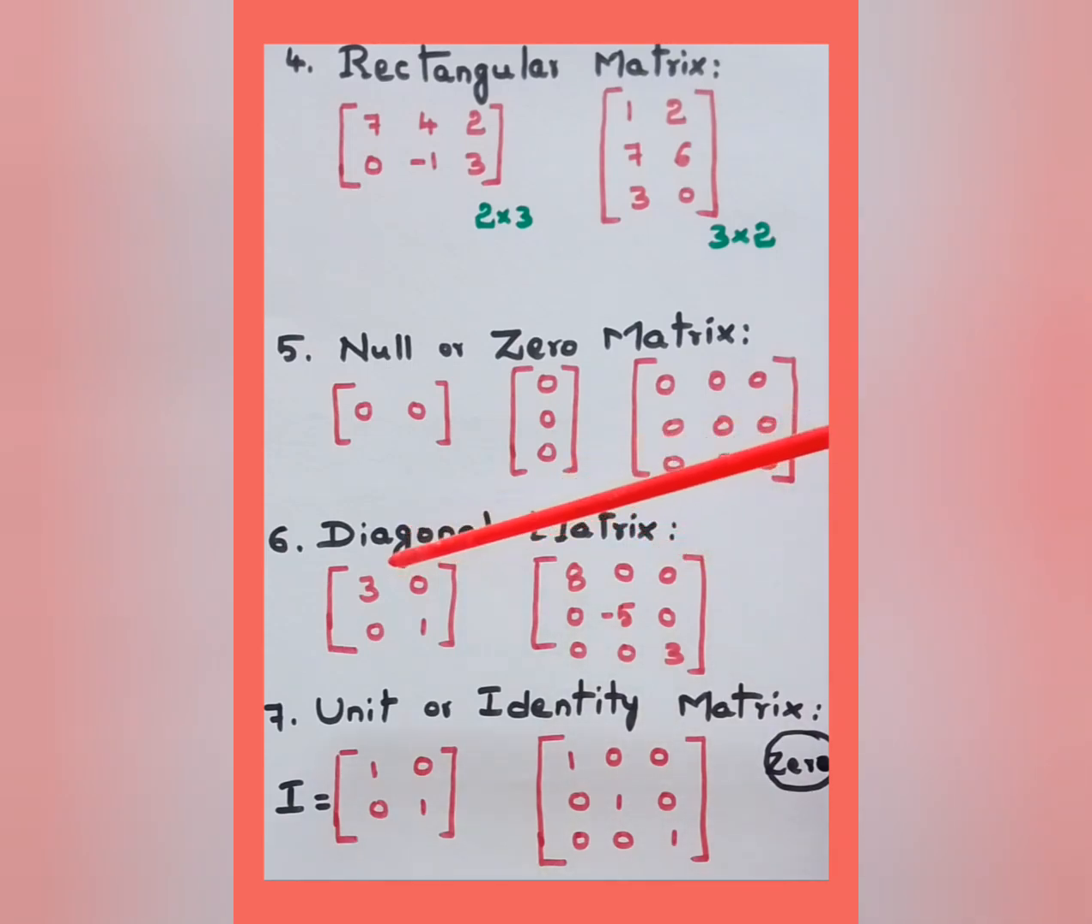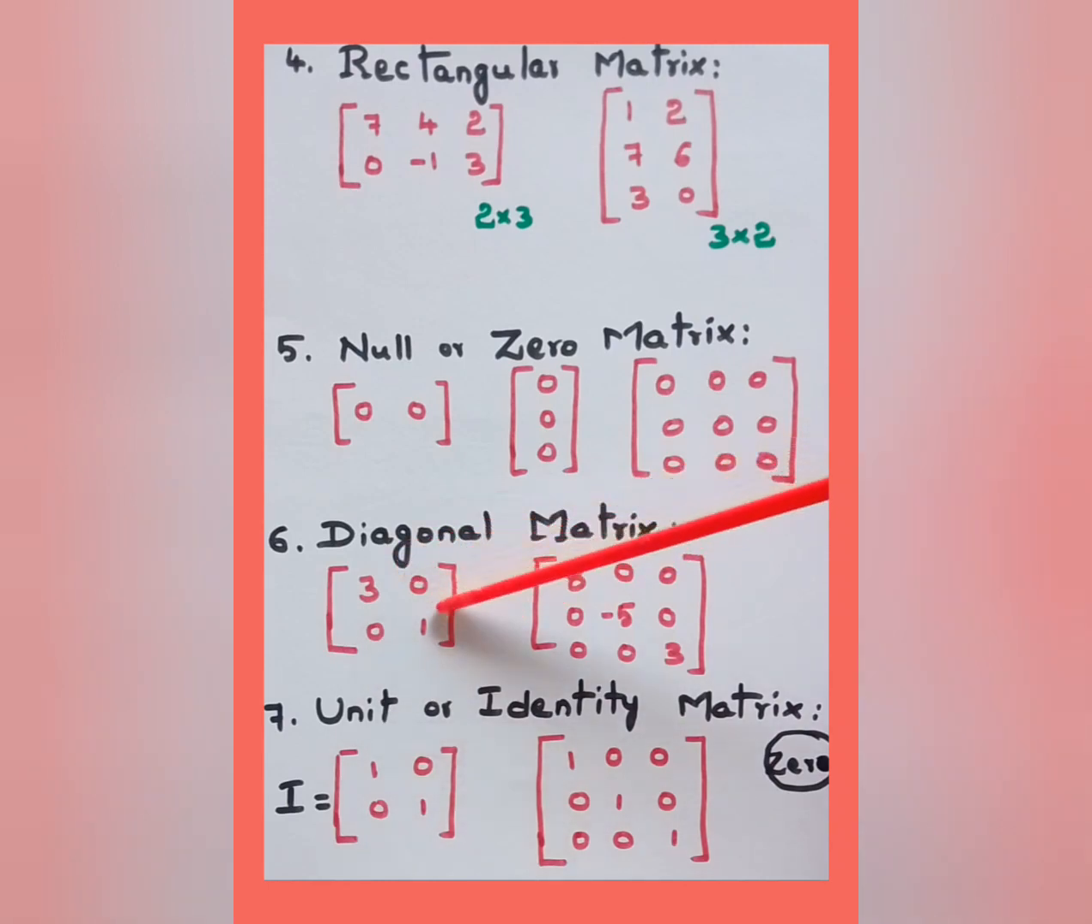So here also you can observe only on the principal diagonal there are numbers, remaining all elements are 0. Here also only numbers on the principal diagonal, remaining elements are 0. So this is a diagonal matrix and it is a square matrix. All the diagonal matrices are square matrices, but not all the square matrices are diagonal matrices.